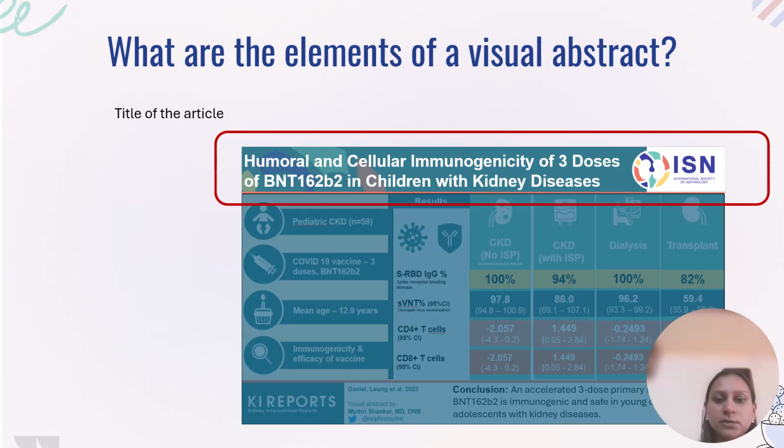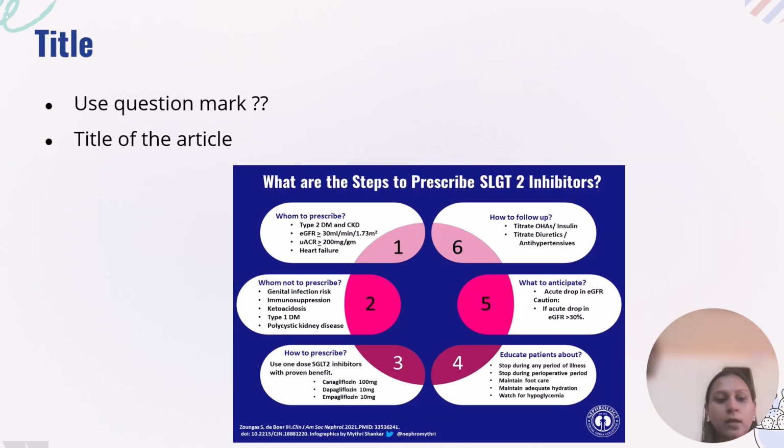So the first portion is the title of the article at the very beginning. So how do you put in the title of the article? It is easier if you can just cut and paste the exact title of the written article into your visual abstract, as you can see here. Or you could also use a question mark in the title to increase the curiosity of the audience.